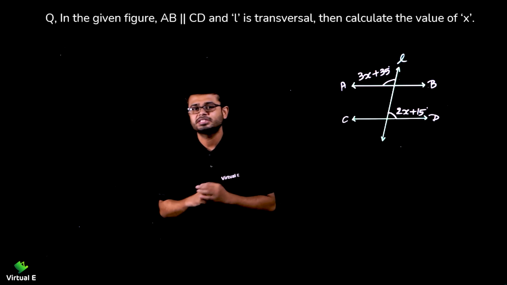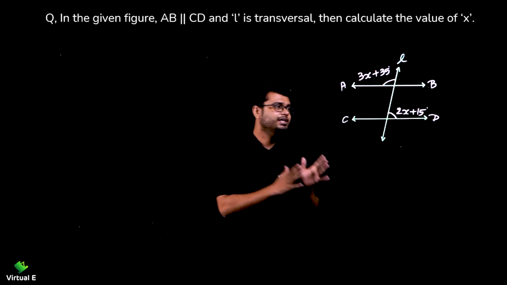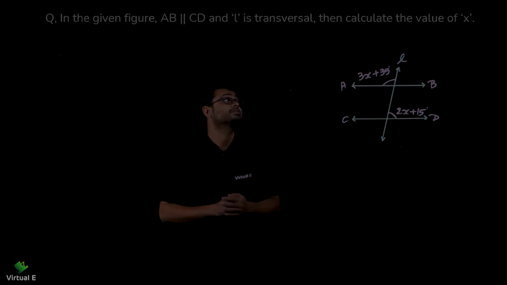Let's do one more interesting question. Here also we are going to find the value of some unknown. In the given figure, AB is parallel to CD and L is a transversal, then calculate the value of X.